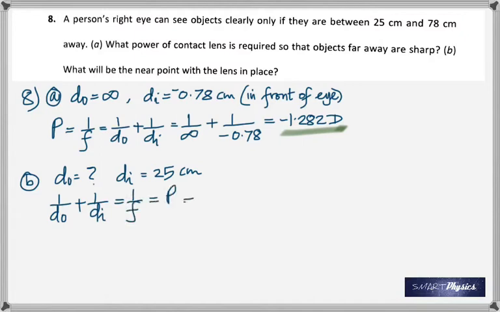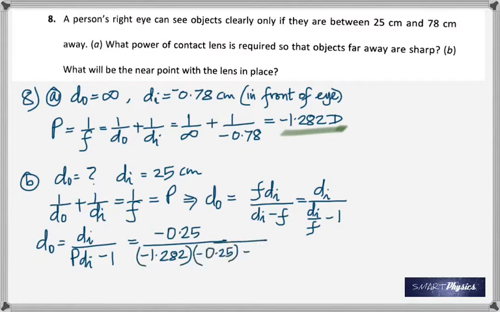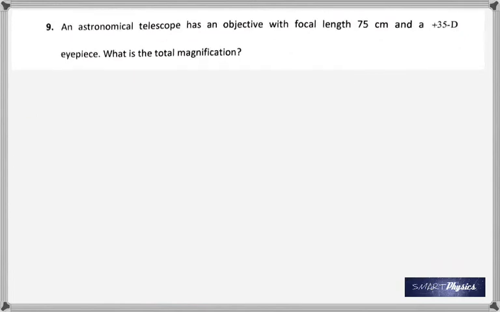Remember that the closest distance you can see is 25 centimeter. We're going to use that now to find DO. There's a little bit of calculation there. That's the power multiplied by DI. Again, DI is negative because it's always virtual images that you can see. So his near point is going to be 37 centimeters.